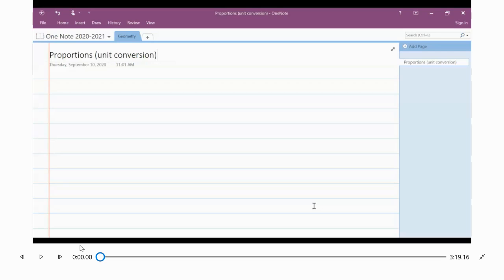So welcome to our lesson on proportions, and we're specifically going to work with unit conversions for this first chapter. So what I'll do is go through what is a proportion. It is two ratios that are equal to each other. So 1/2 is the same as 4/8. It's equivalent. Okay.